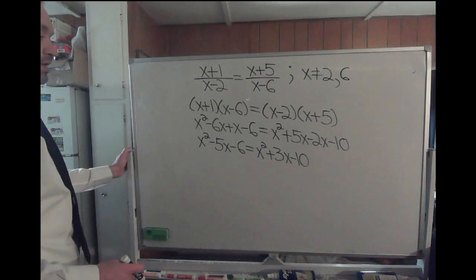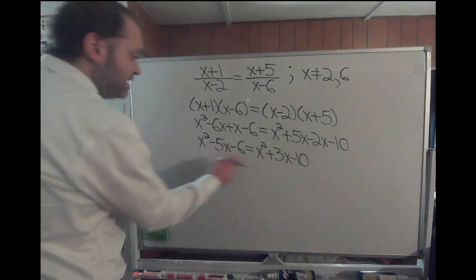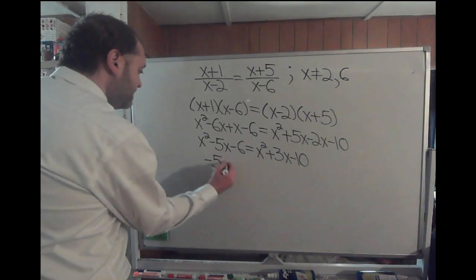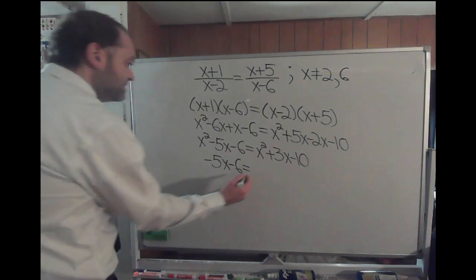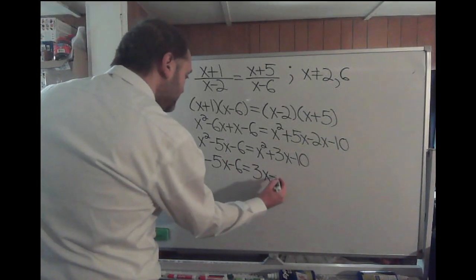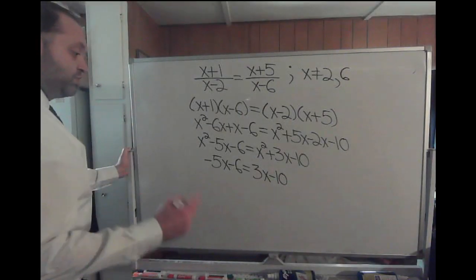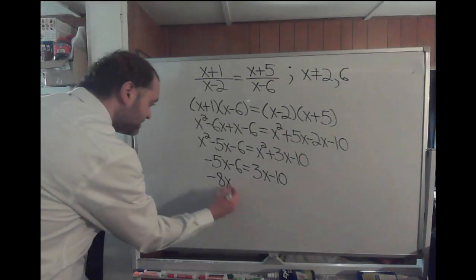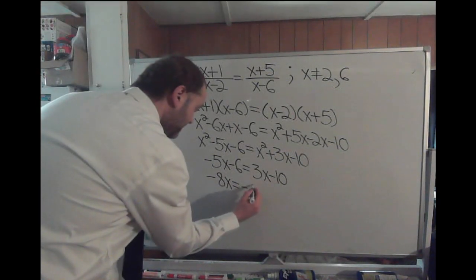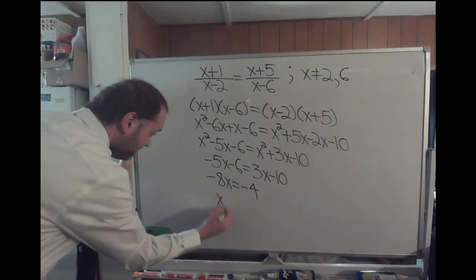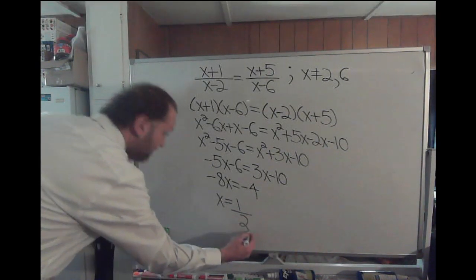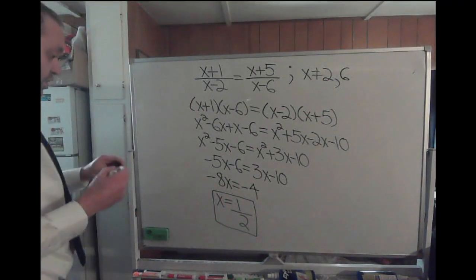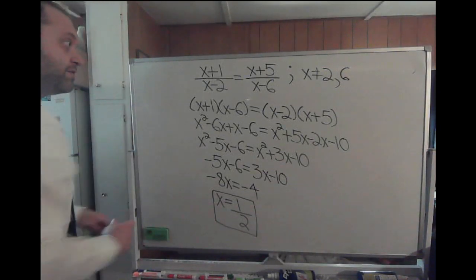Well, what do we notice here? We can definitely subtract a common x squared from both sides and get rid of the quadratic term. If you do that, you're left with negative 5x minus 6 is equal to 3x minus 10. Which would then end up giving you, if you simplified this, negative 8x is equal to negative 4. Which would then simply give you that x is equal to positive 1/2, which checks out since it's not an excluded solution. So you end up getting the fact that x equals 1/2 for your value.